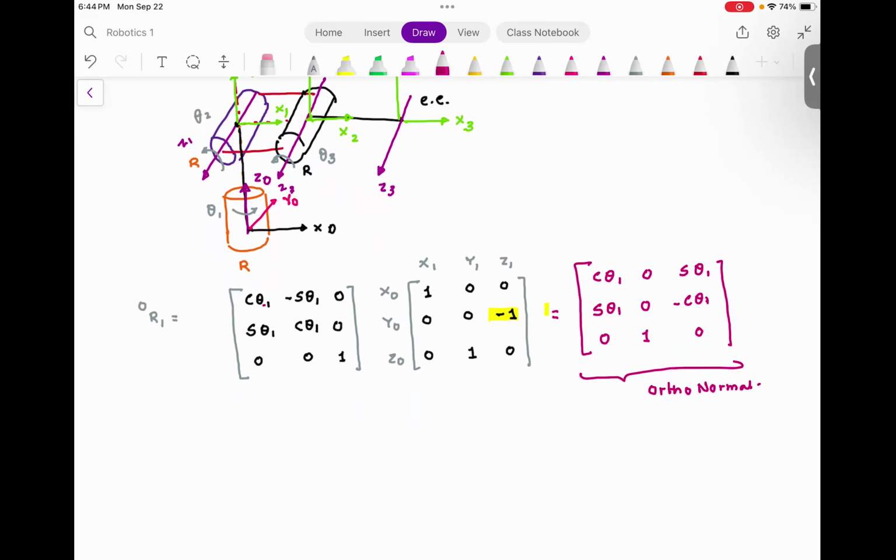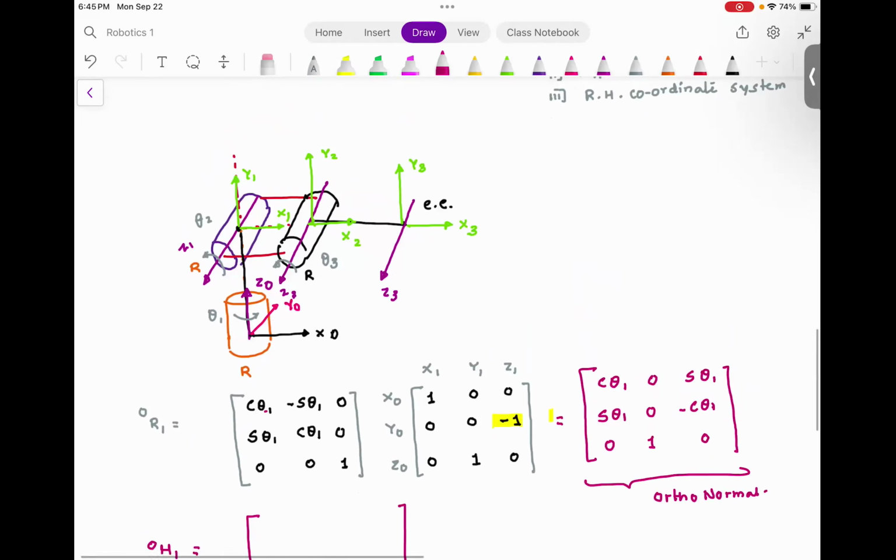Okay, now what we need to do is set up the homogeneous transformation 0H1. To set up the homogeneous transformation, I'm going to give you some values. And this is an opportunity for you to finish your lab 4 and part of your assignment 1 in class.